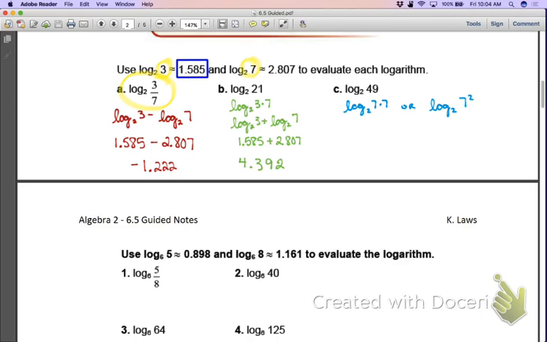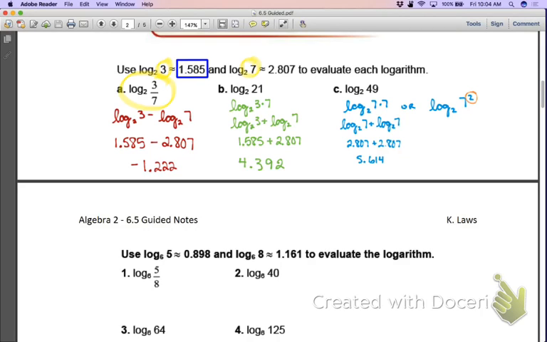I could either make this to where, if I keep this one in blue, I have log base 2 of 7 plus log base 2 of 7. And I take 2.807 plus 2.807 and I add those two values together. Okay, I get 5.614.